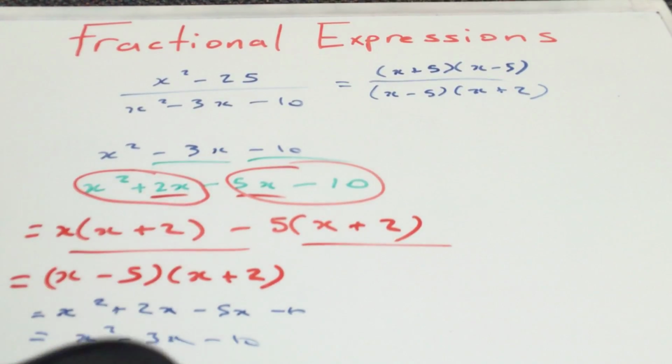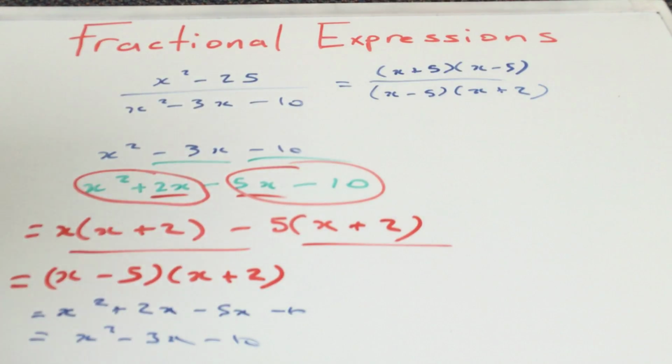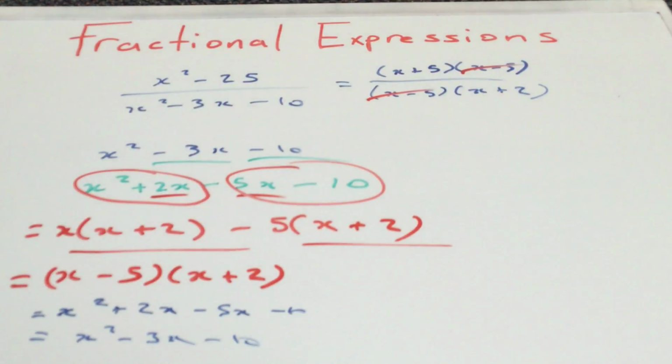So looking at the question again, we've successfully factored out the equation. Now we have to distinguish between the numerator and the denominator. We have to see if there's any common factors so we can cancel it out. Well, this is recognizable: x minus 5 in both the numerator and the denominator, so that cancels out.